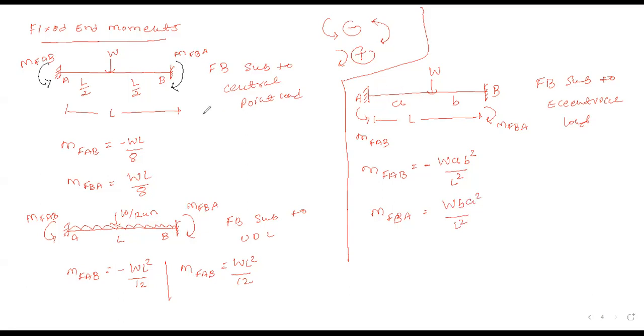Now, if you have any confusion regarding how to mention AB and BA, suppose we are at point A, then I can say AB. If we are at point B, I can say BA. That's the reason I am writing MFAB and MFBA. For AB, your far end is B, that's the reason B square. For BA, your far end is A, and its length is A, that's the reason A square by L square. Is it clear or not? Please confirm me.